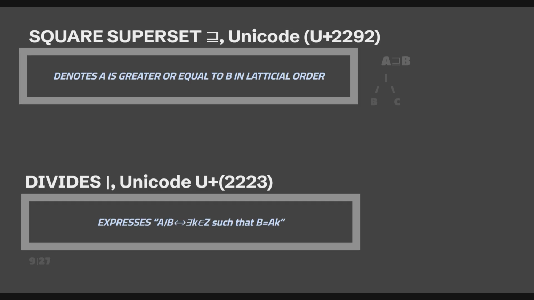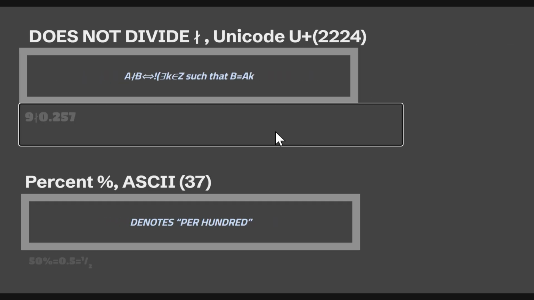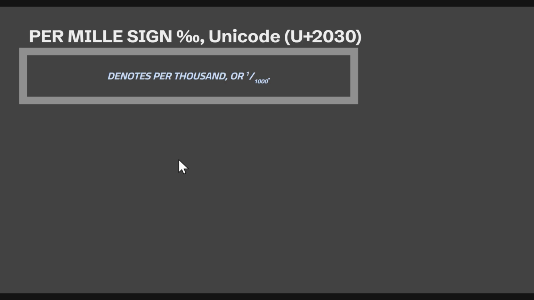Square superset looks like a reversed square subset, but it denotes A is greater than or equal to in rotational order. Divides expresses that A divided by K is biconditional to the existential quantifier of K, which is in the set of integers, such that B equals AK. Does not divide is the opposite of division. Per mille sign denotes per thousand.